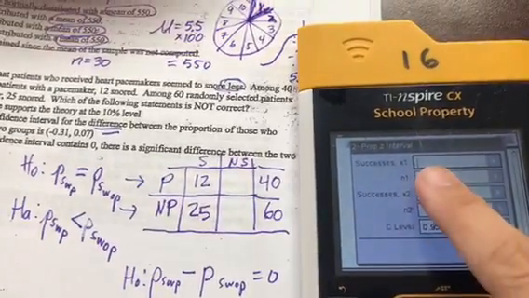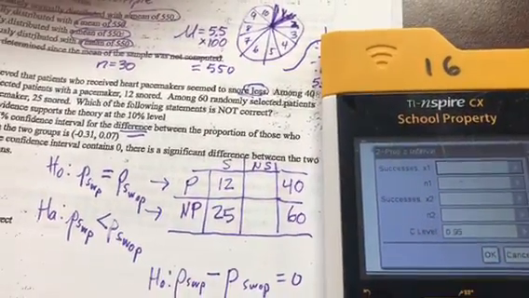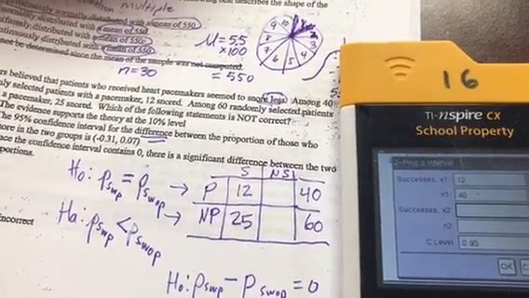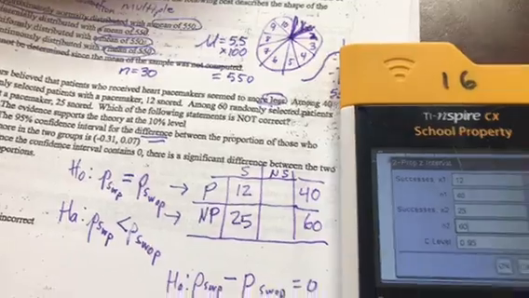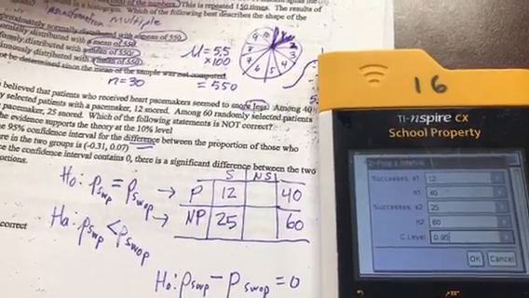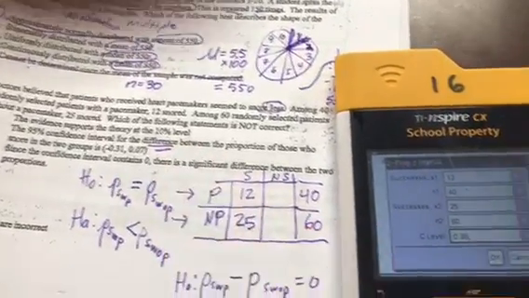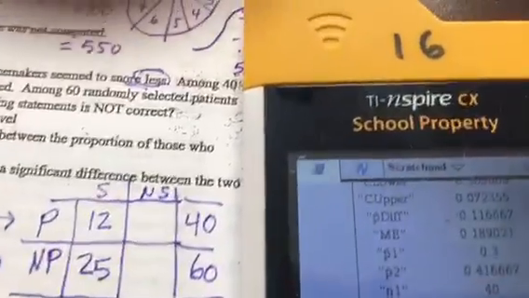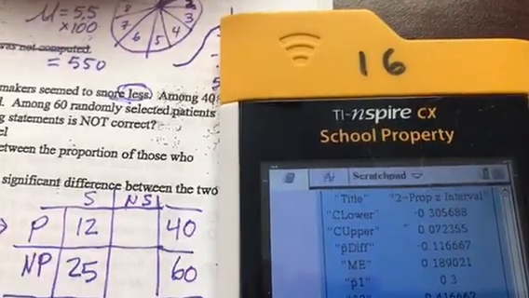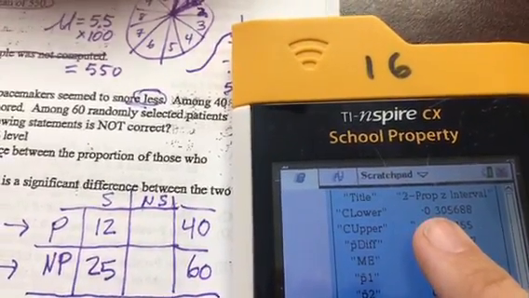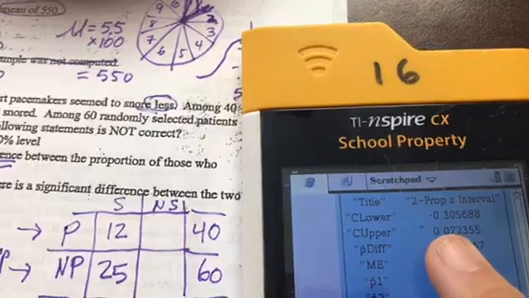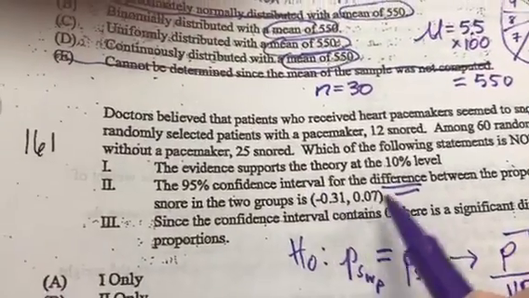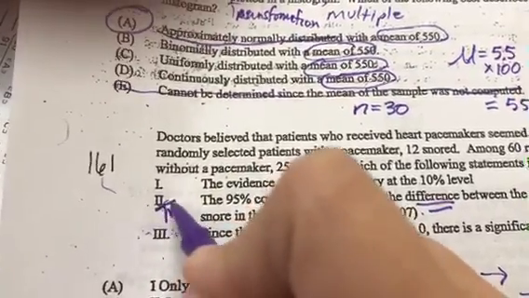And so we're going to call success snoring, apparently. So success, 12 people snored out of 40, and 25 people snored out of 60. And we're going to do a confidence level of 95 because that's what it says in item 2. So I'm going to go down, hit OK, zoom in, and I'm looking for my C upper and my C lower. It appears as if my C lower is negative 0.3 and upper is 0.07. And it looks as if that's exactly what 2 says. So I'm going to write true.